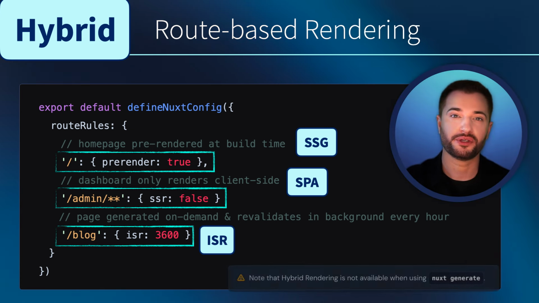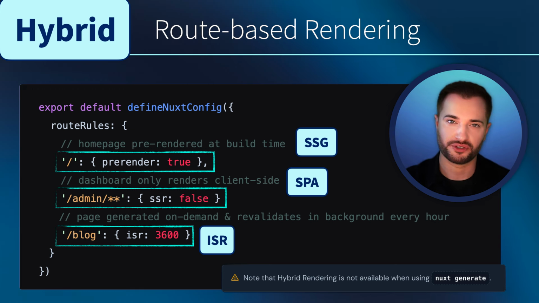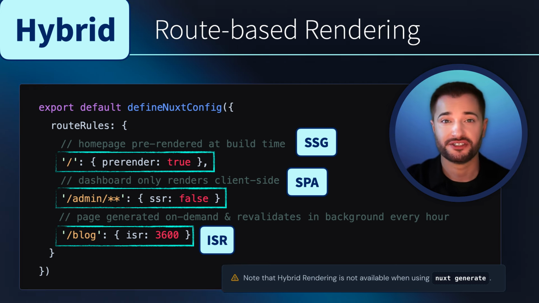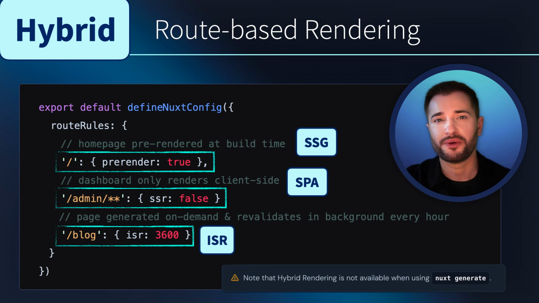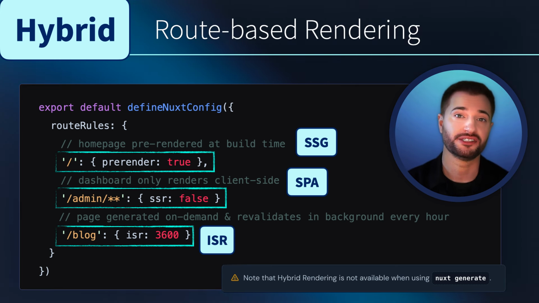It's also important to note here that this hybrid approach is not going to be available for you if you build your entire project with a command like nuxt generate, which builds your project as an SSG. Instead, if you want some pages to be SSG and others not, just do it in this config file. Don't build with nuxt generate as an SSG.